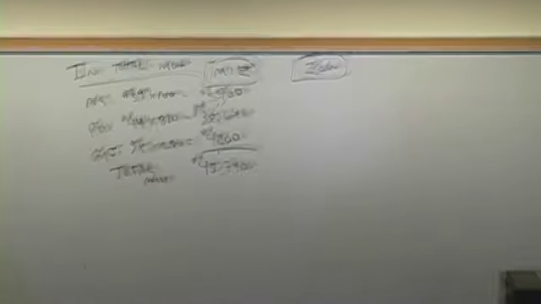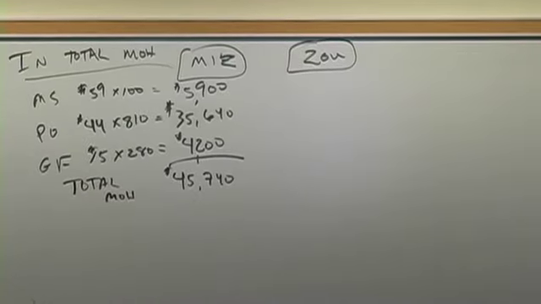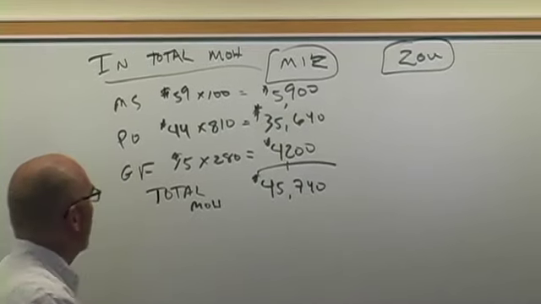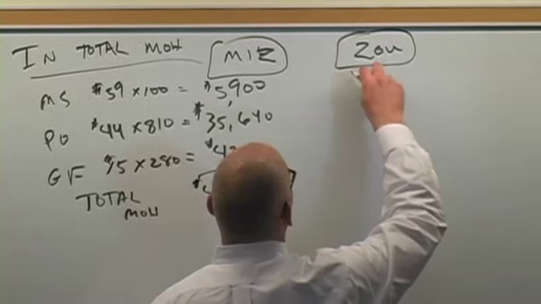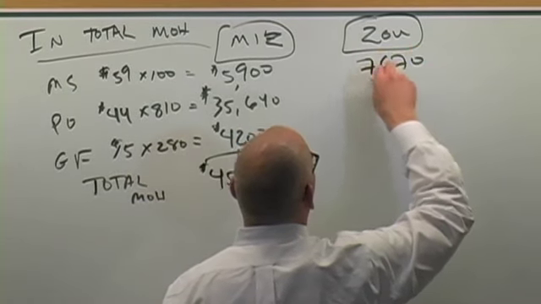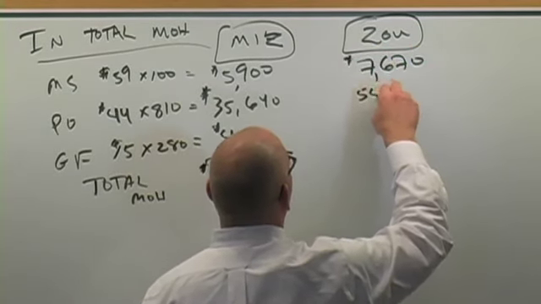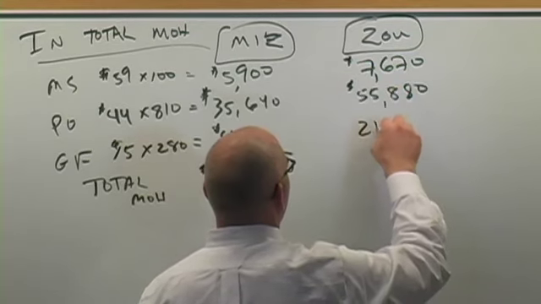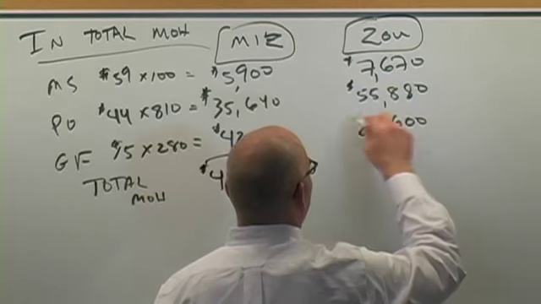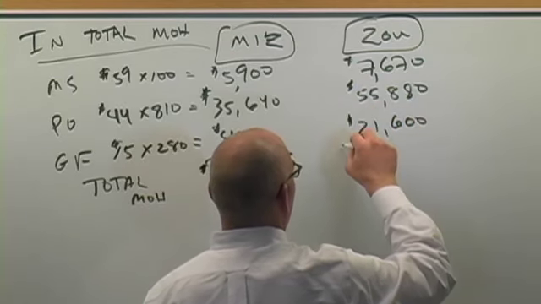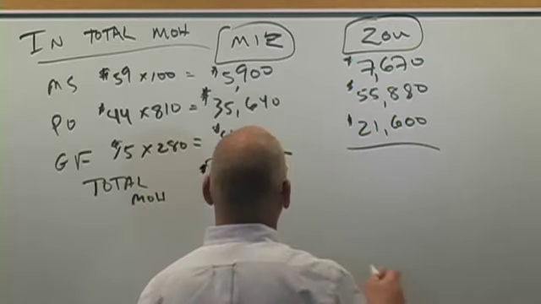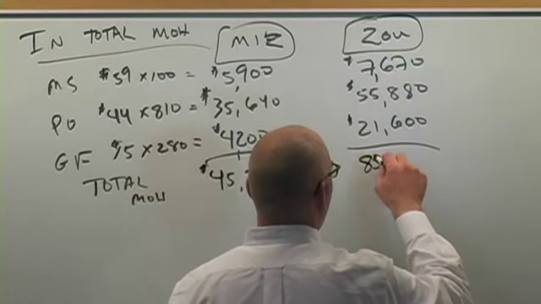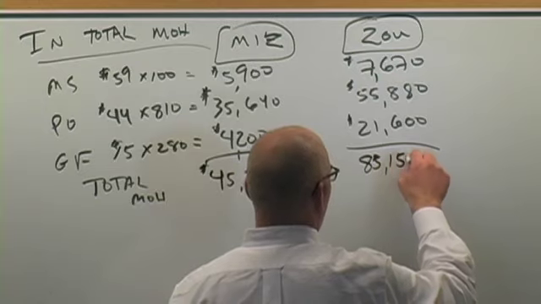Has anybody got just all the numbers calculated? Mike, do you have the numbers all calculated for the zoo? Katie, what were you raising your hand for? I have them. Awesome. What are they? $7,670. Okay. $55,880. Okay. $21,600. Okay. And then if you want that total, $85,150. Thank you.